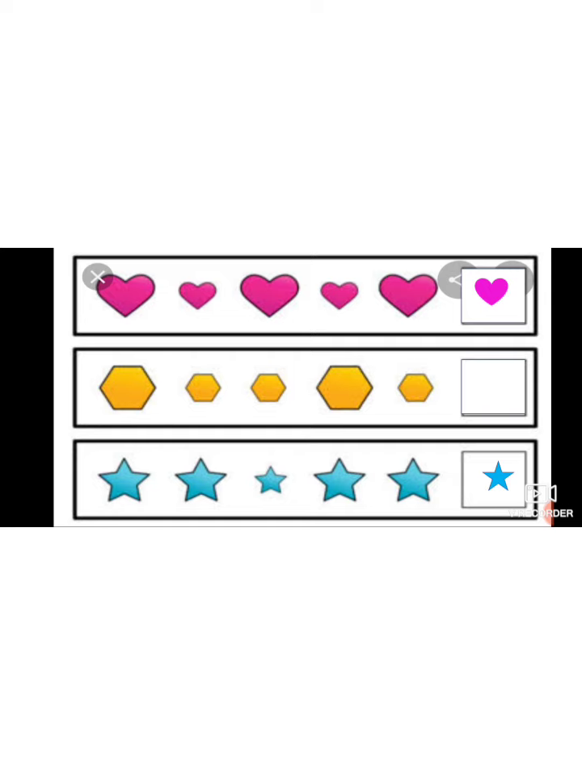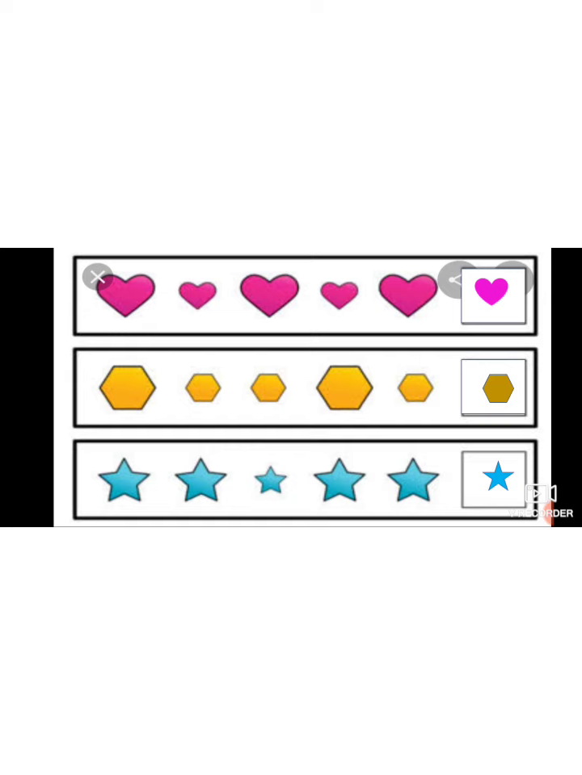Now look at the hexagons. All are hexagons. All are the same color. What is the difference? The size. First one, not only size but also the number. One big hexagon, two small hexagons. One big hexagon, two small hexagons. After this, another big hexagon will come.